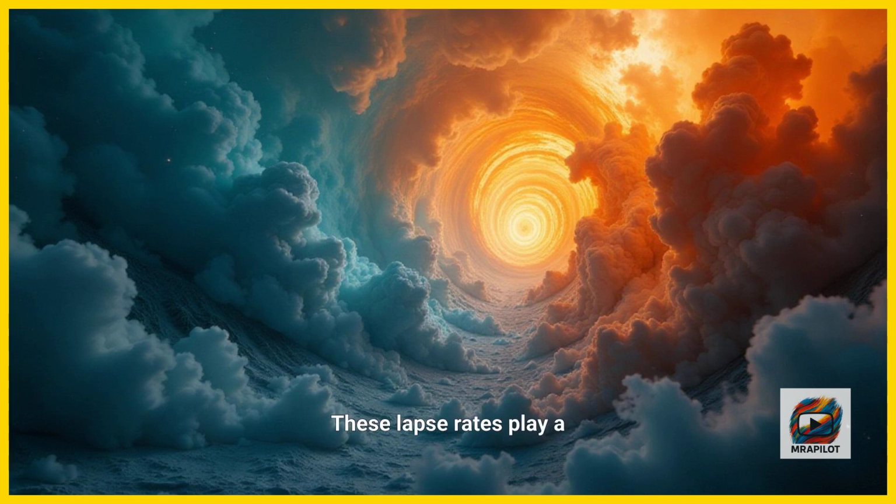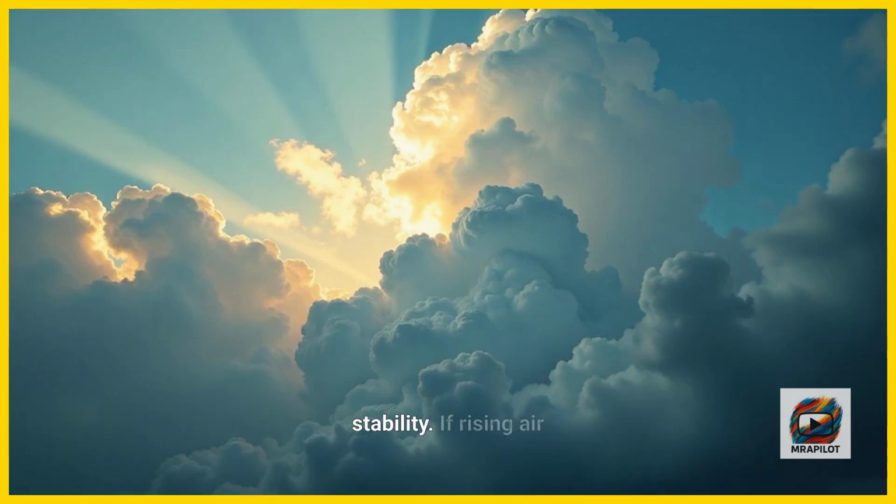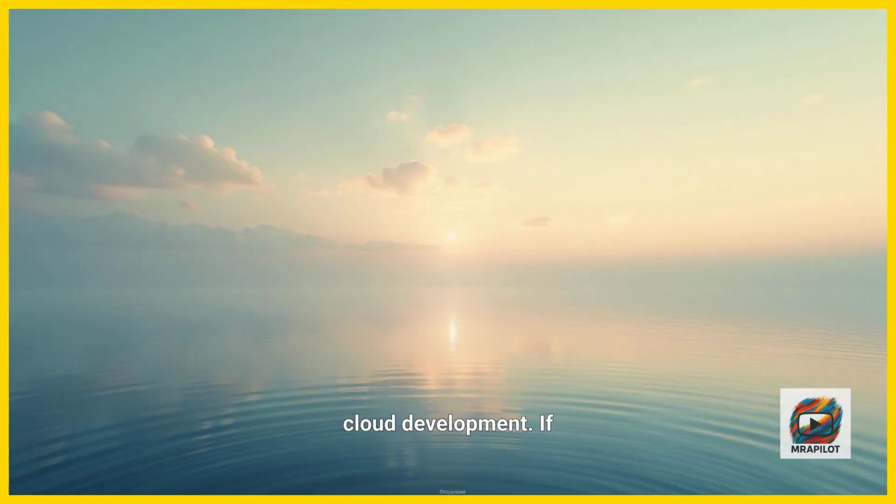These lapse rates play a big role in atmospheric stability. If rising air remains warmer than the surrounding air, it continues to rise, causing instability, turbulence, and possibly cloud development. If it becomes cooler than the air around it, it sinks, leading to stability.